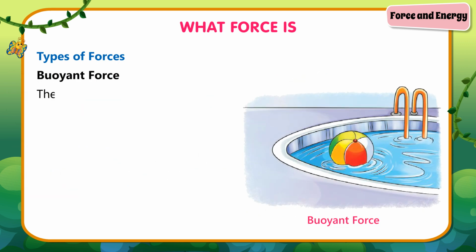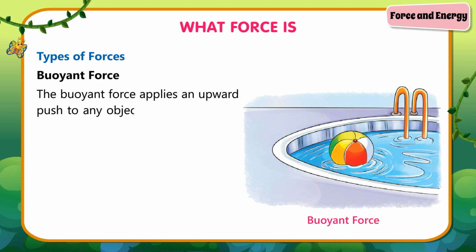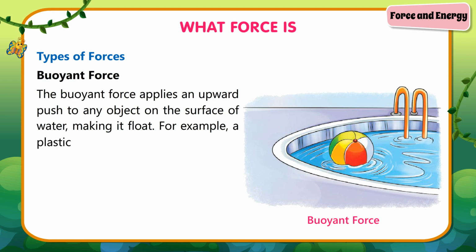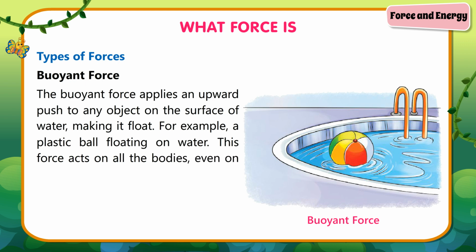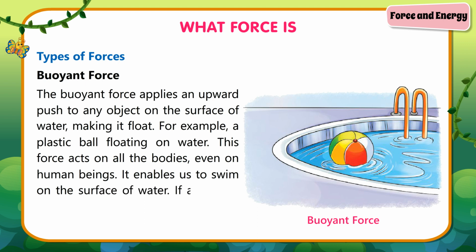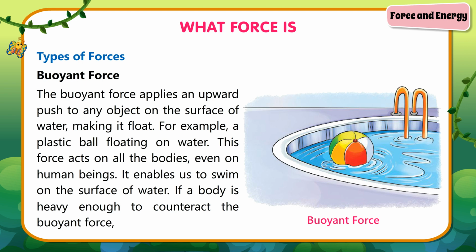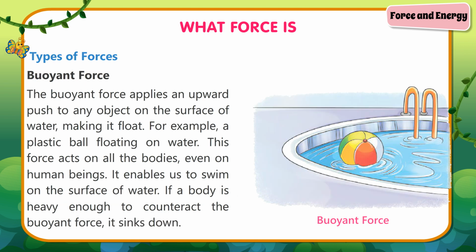Buoyant force. The buoyant force applies an upward push to any object on the surface of water, making it float. For example, a plastic ball floating on water. This force acts on all the bodies, even on human beings. It enables us to swim on the surface of water. If a body is heavy enough to counteract the buoyant force, it sinks down.